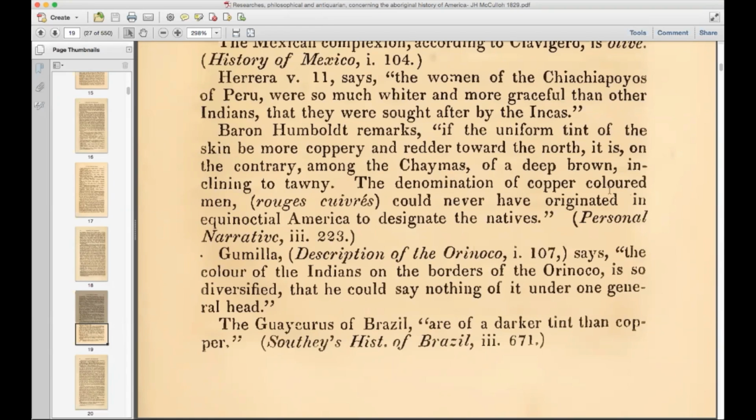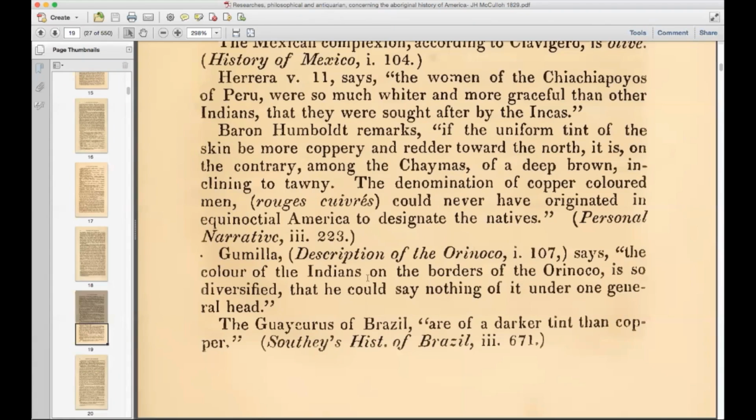The denomination of copper-colored men, Rogis, could never have originated in equinoctial America to designate the natives. So he's saying that in South America, they're actually more brown than copper. Right? They're more copper towards North America. That's what Humboldt's opinion is.